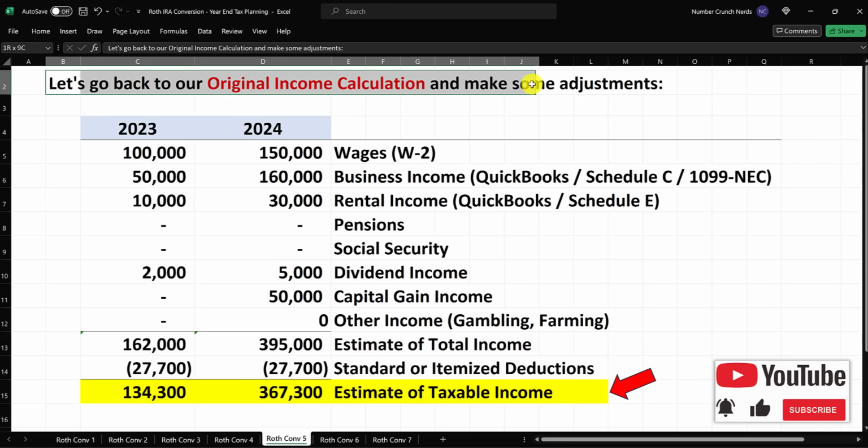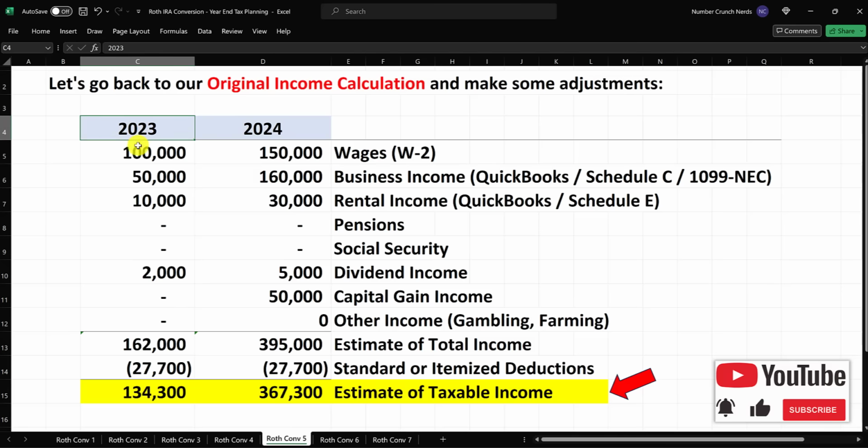So let's go back to our original income calculation and make some adjustments. In this column right here, this is our original calculation. We had the $100,000 of W-2 wages, $50,000 from a business, $10,000 rental, $2,000 dividend. It was $162,000 minus the standard deduction, which gave you the $134,300. This is the number we've been working with. Now, you're going to have to think about 2024, 2025. What is your income expectation for yourself in a future period? That is what you have to think about.